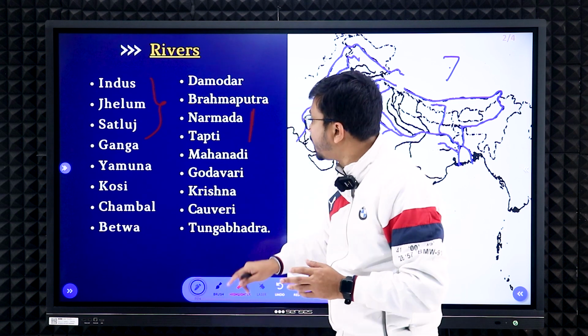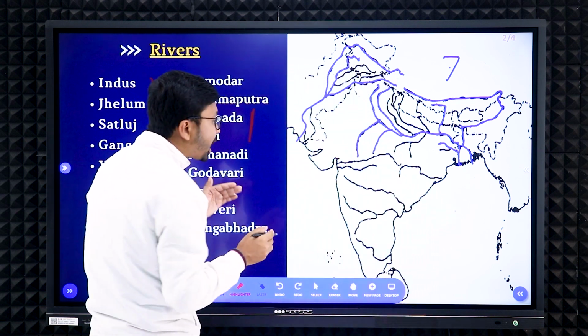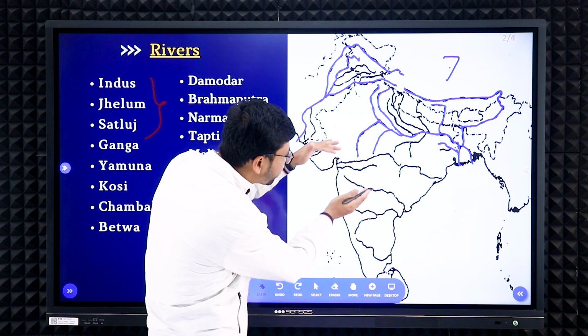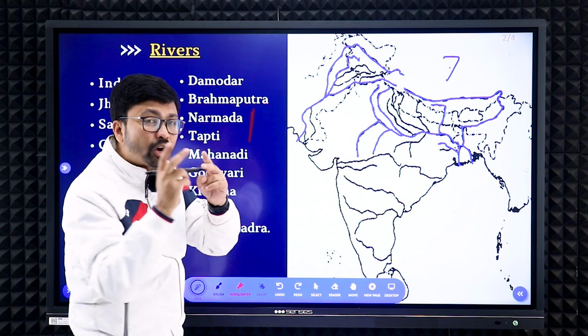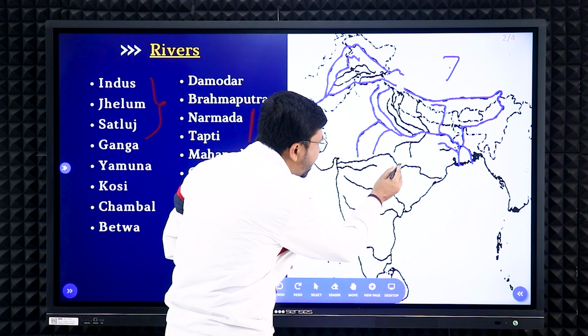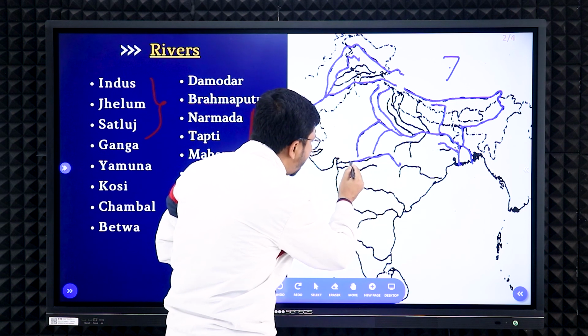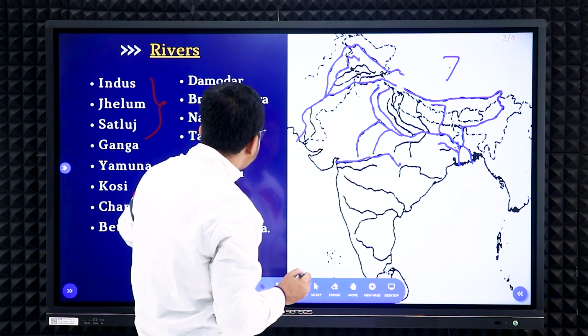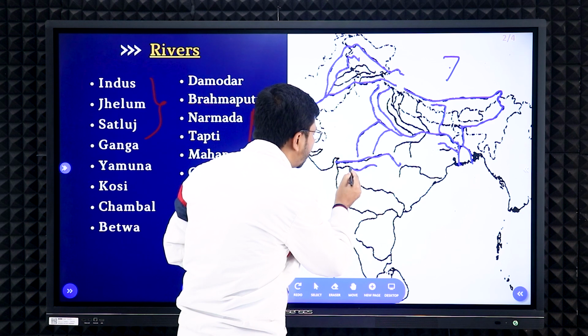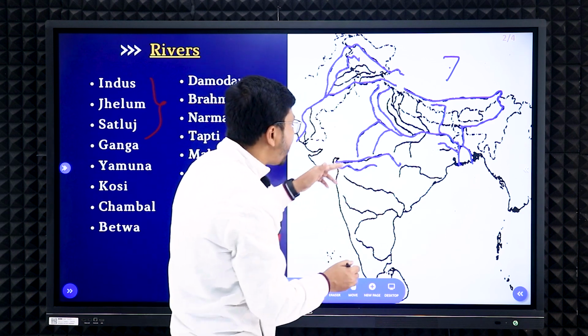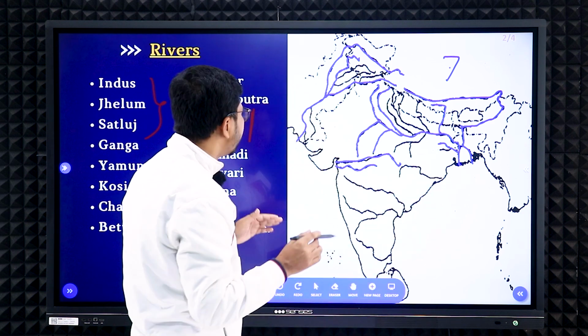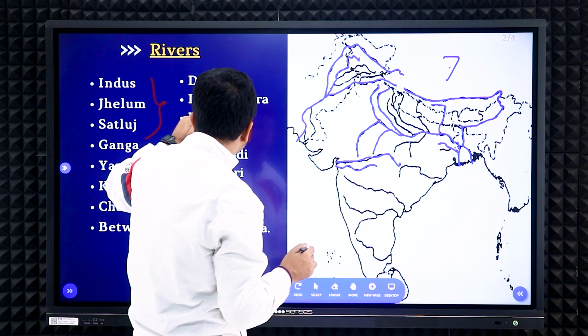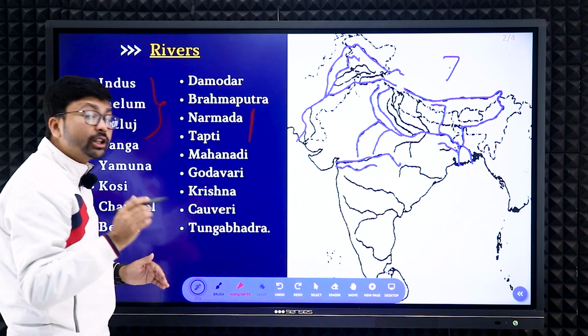So let's start with the first one, Narmada and Tapi. That's very easy. Western flowing, you can see southern part of India, western flowing, only two lines are there. So the upper one is the Narmada and the lower one is the Tapti. You need to mark it and you need to name it there only. That's better.